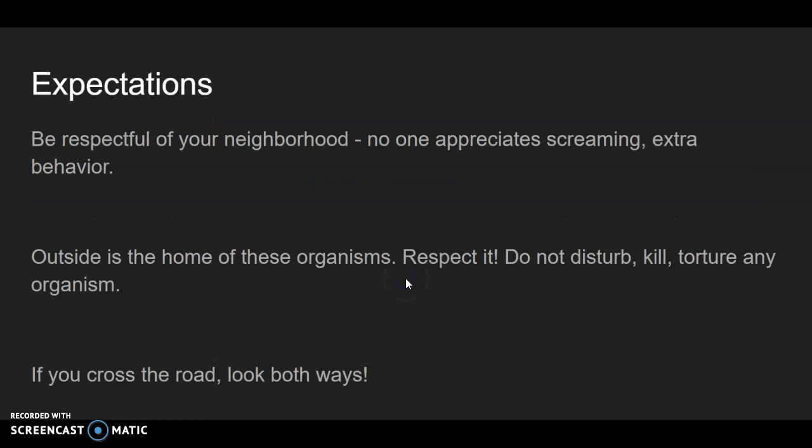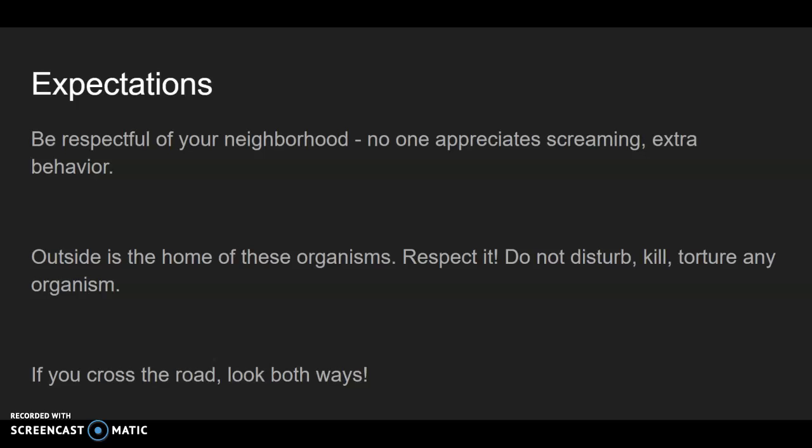A few things though, be respectful of your neighborhood. Sorry, no one appreciates you out there screaming and disrupting the peace. It might create some concern as well. So please don't be extra. Just go outside, go for a walk, be peaceful, respect your neighbors, respect the habitats, respect all of those organisms and where they live, because when you're outside, you're in their home, okay?